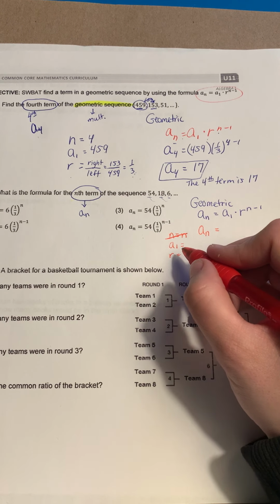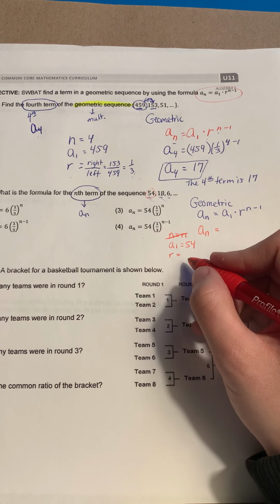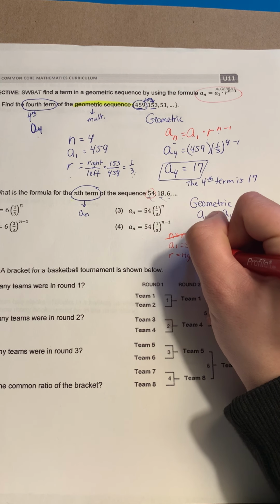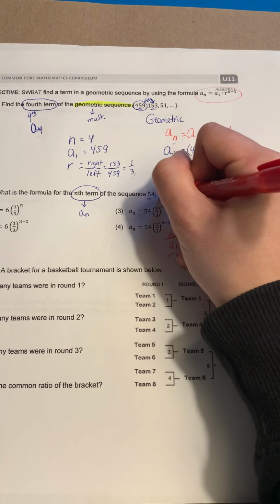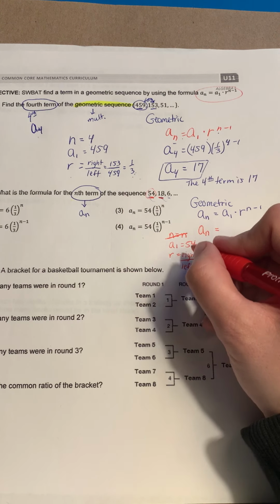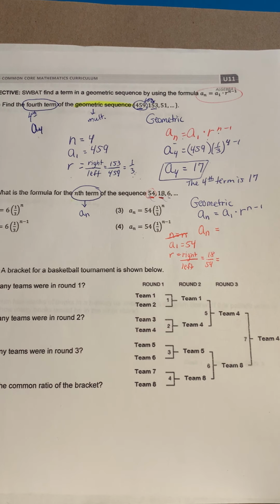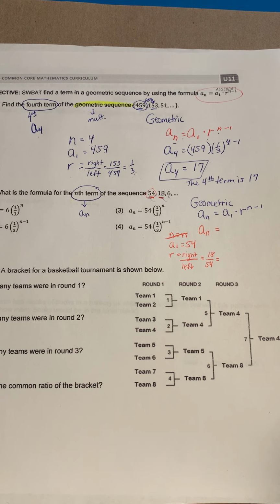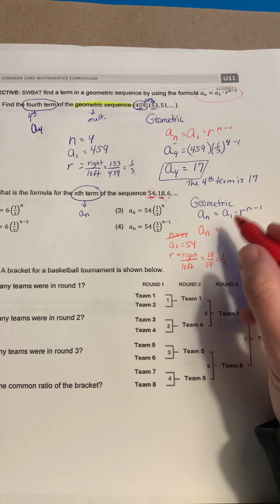My a sub 1 is my first term. Well, my first term is 54. And my r is my common ratio. What am I multiplying by? I didn't figure that out yet, so I got to do that. Right over left. Let's do 18 over 54. It's like working backwards. 18 divided by 54. I get 0.3 repeating. So I could do alpha y equals, or I can hit math, enter, enter. I get 1/3 again.